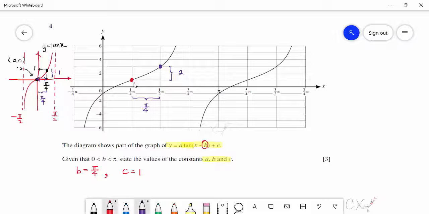So this means that in the new graph, the y value has been multiplied by 2, so the distance between 1 and 0 now becomes 2, sorry, 2 and 1. So the unit is 2 units here. This one is 1 unit, right? Therefore, it tells us that we are having a stretch in the y-axis with a stretch factor of 2. So a here will be a value of 2.